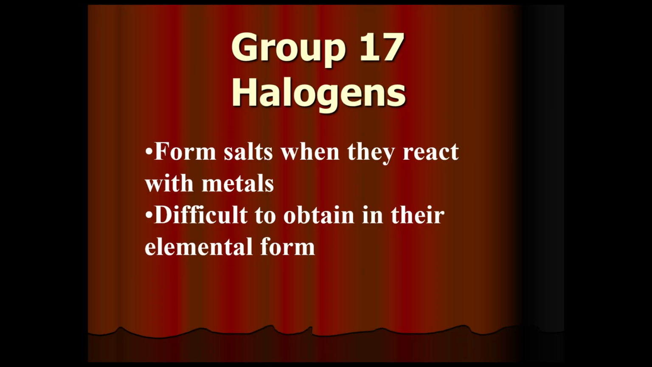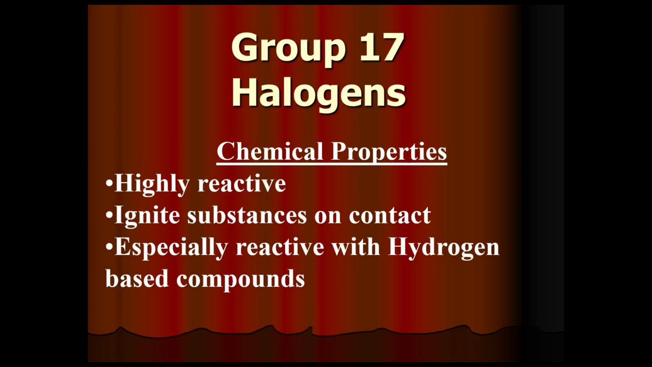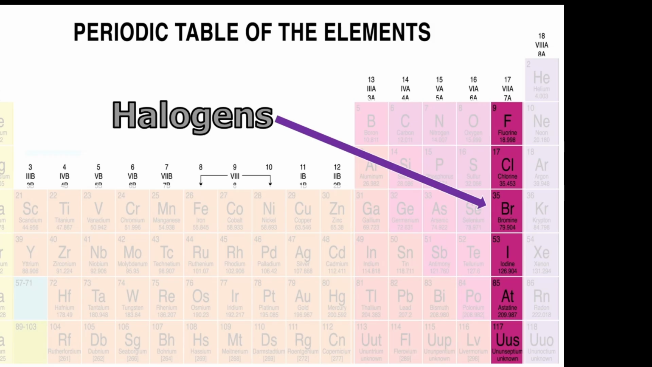Group 17 or 7A is known as the halogens. These elements form salts when they react with metals and are difficult to obtain in their elemental form. Halogens are highly reactive and ignite substances on contact. They are commonly referred to as oxidizers. Halogens are known to be especially reactive with hydrogen-based compounds. Here we can see the halogen group located in Family 17 or 7A.